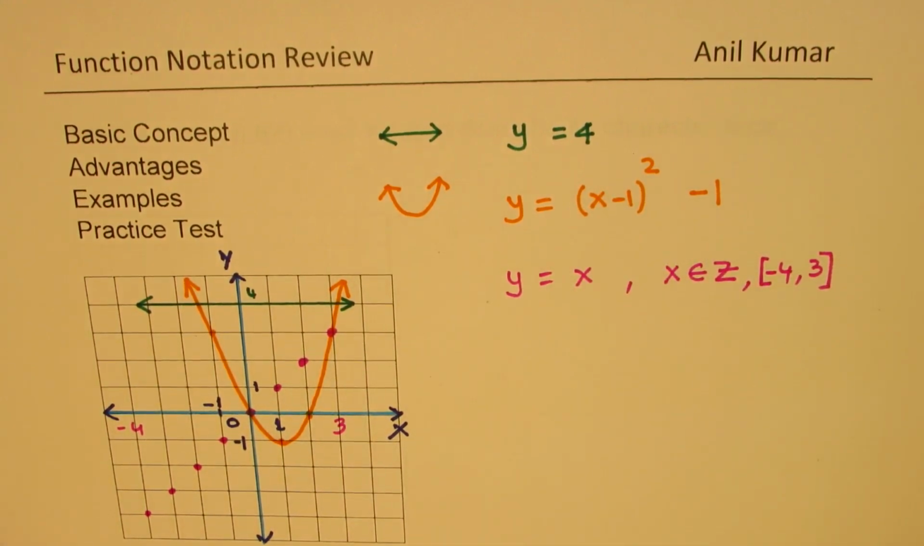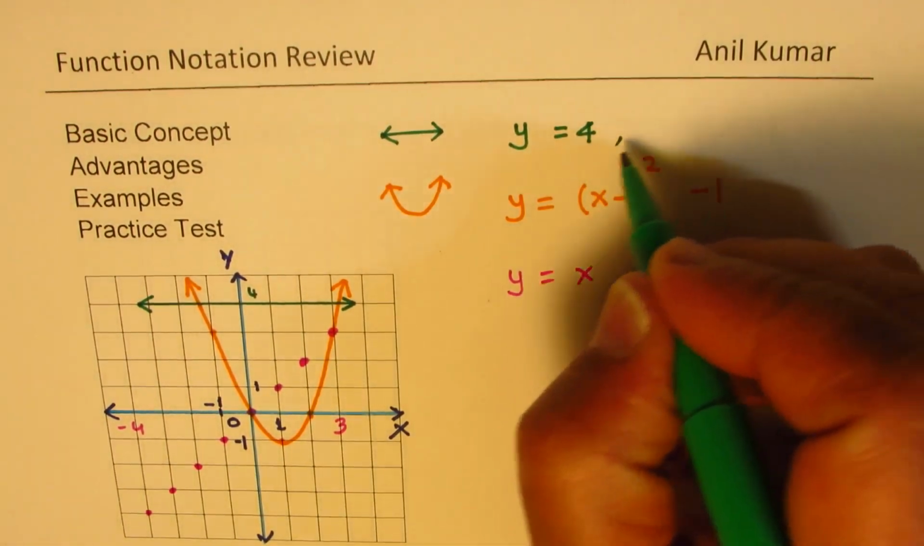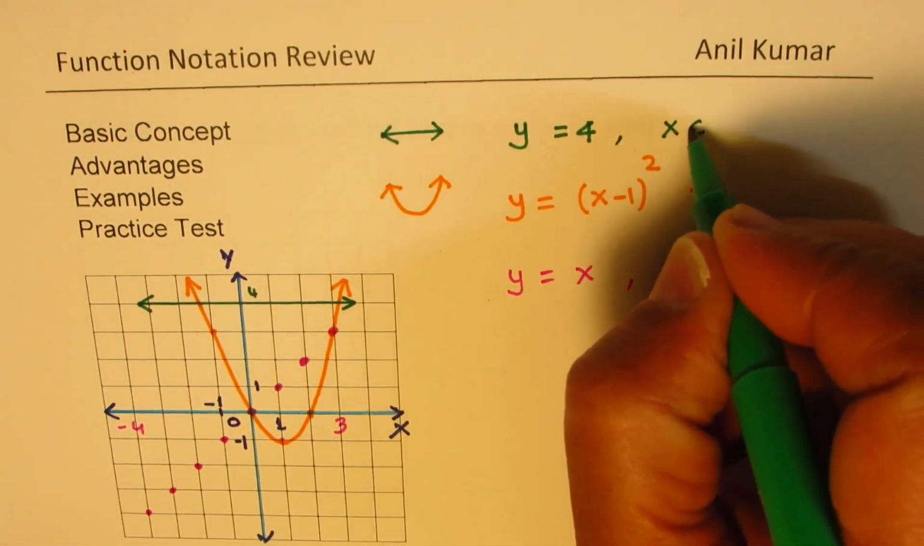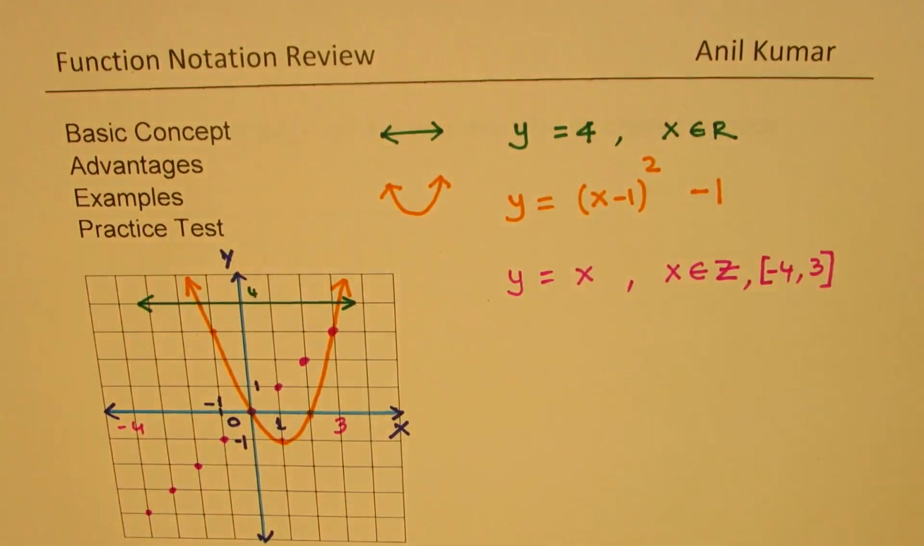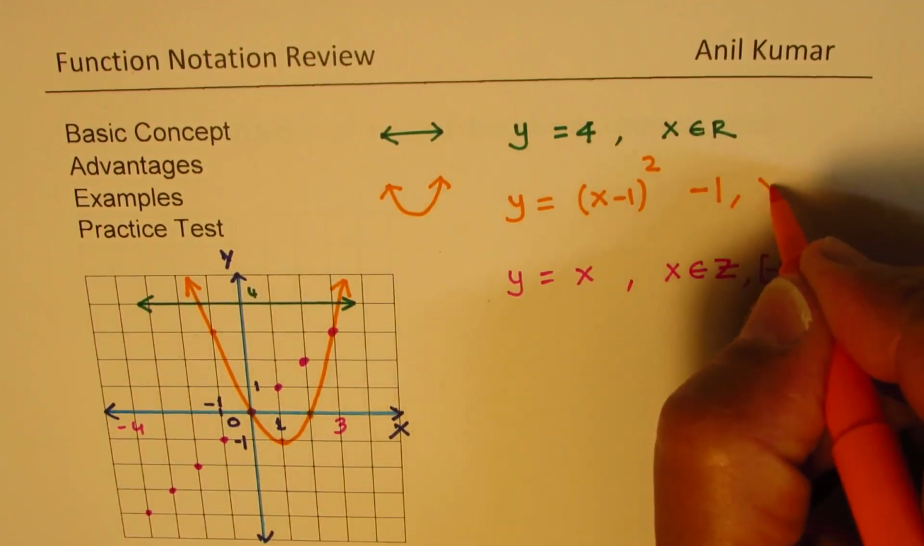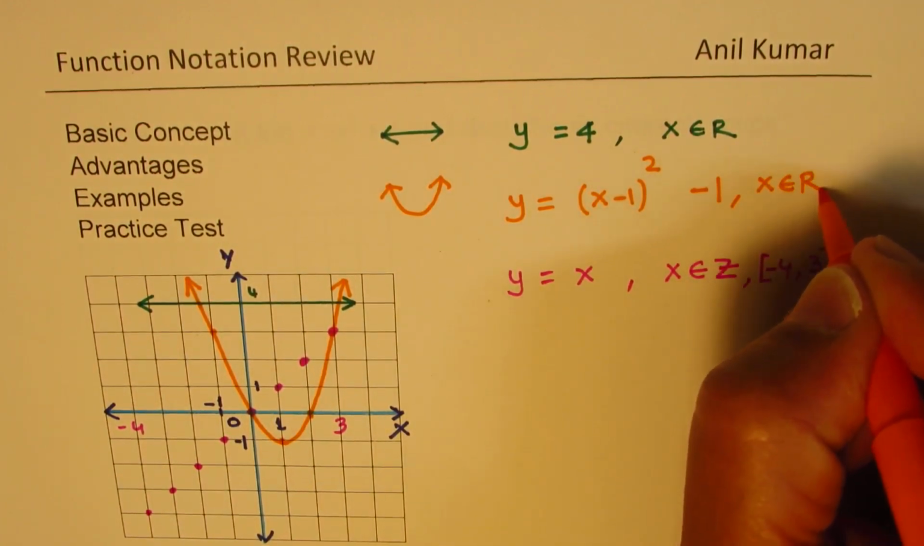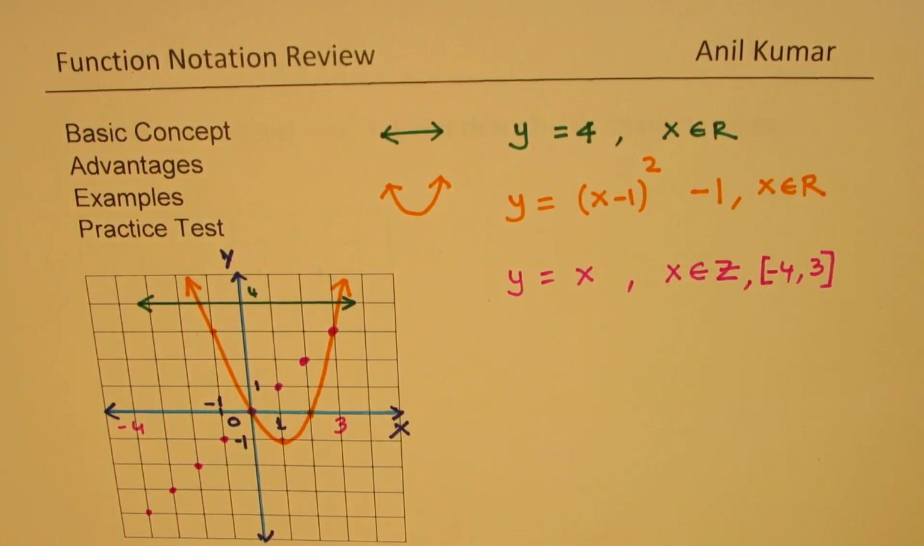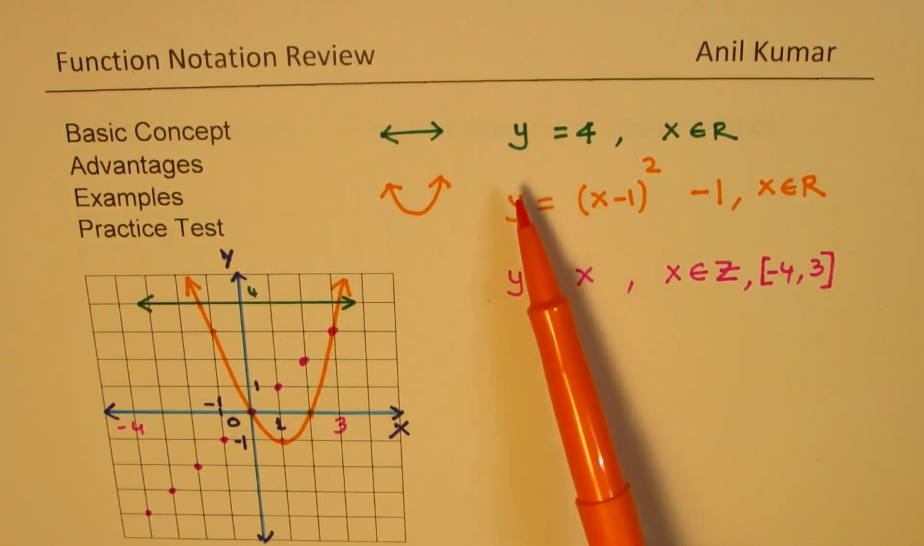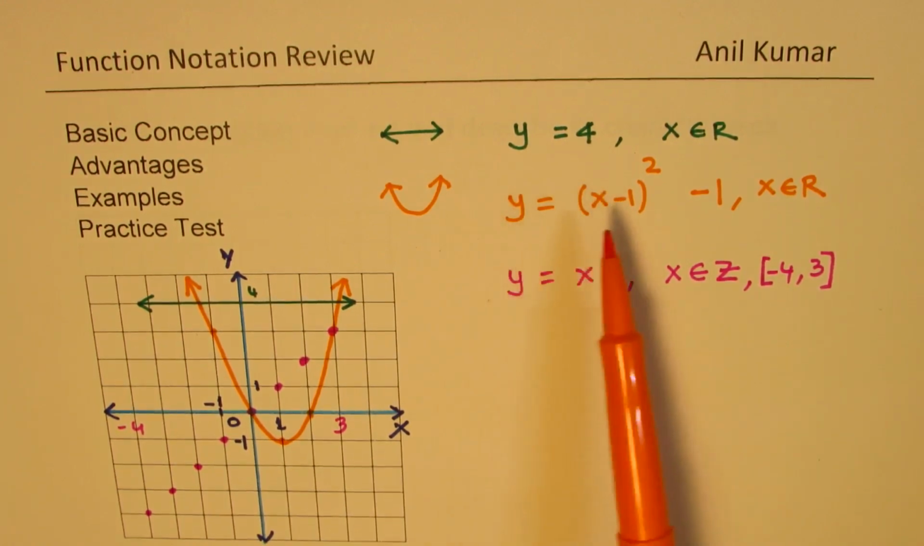The earlier ones were connected, and therefore we could write them as the value of x belongs to real numbers for the first one, and also for the next one, x belongs to the set of real numbers. Correct. So we have 3 different graphs, all described by y equals to something.